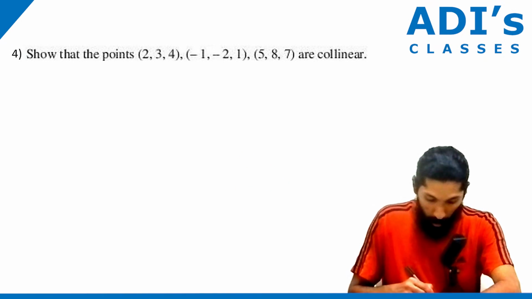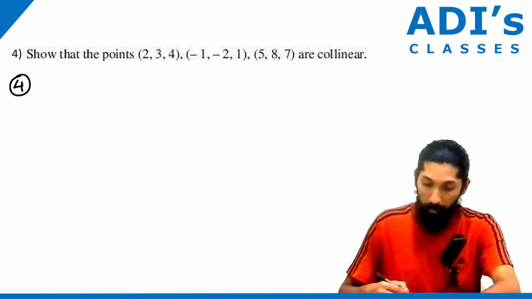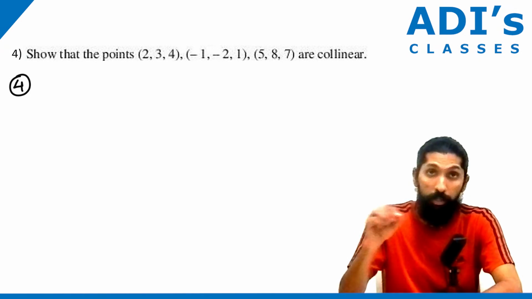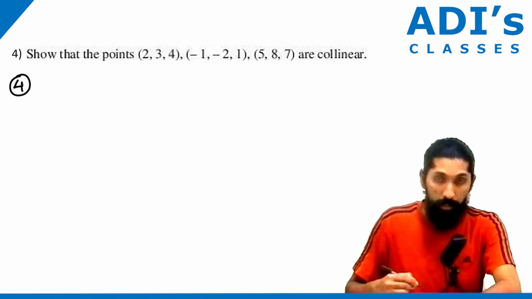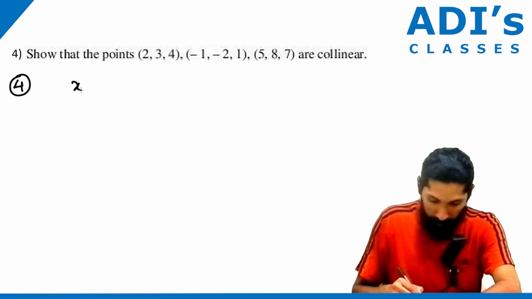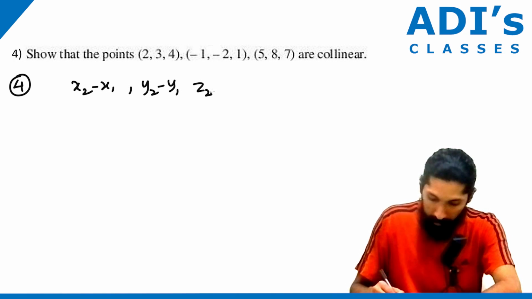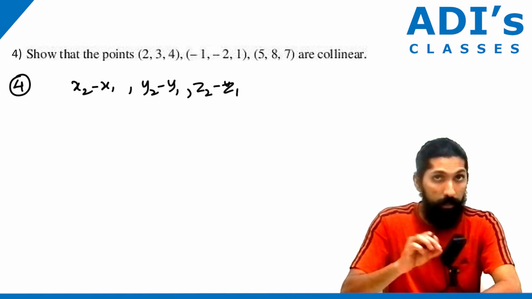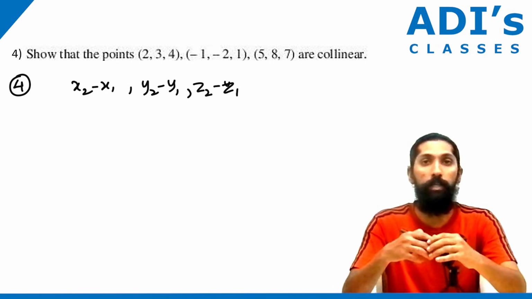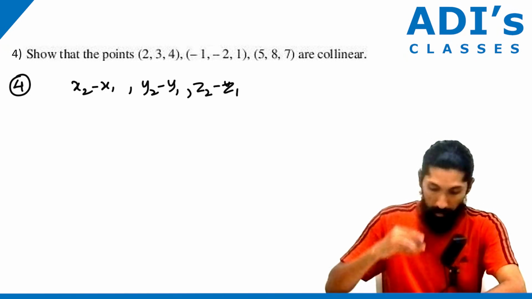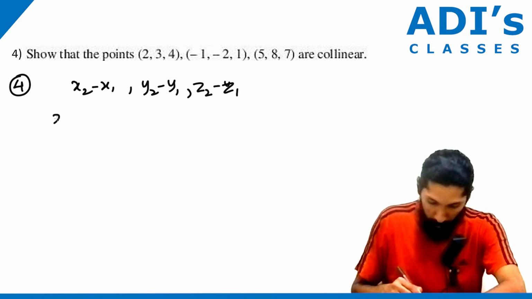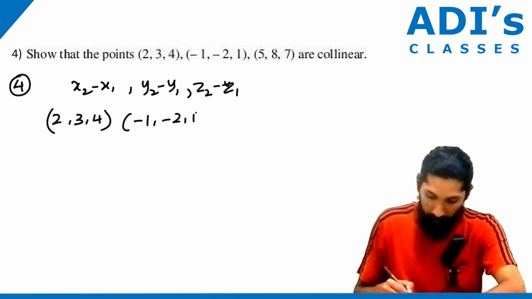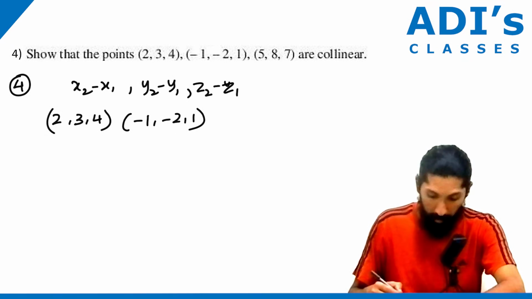See the fourth one. Show that the points given are collinear. Here we'll use the direction ratio. Now direction ratio is nothing but x2 minus x1, y2 minus y1 and z2 minus z1. This is the direction ratio. If the direction ratios are the same, then we can say that they are collinear. Okay, so for the first thing, we'll take 2, 3, 4, minus 1, minus 2, and 1. Let's calculate the direction ratios now.